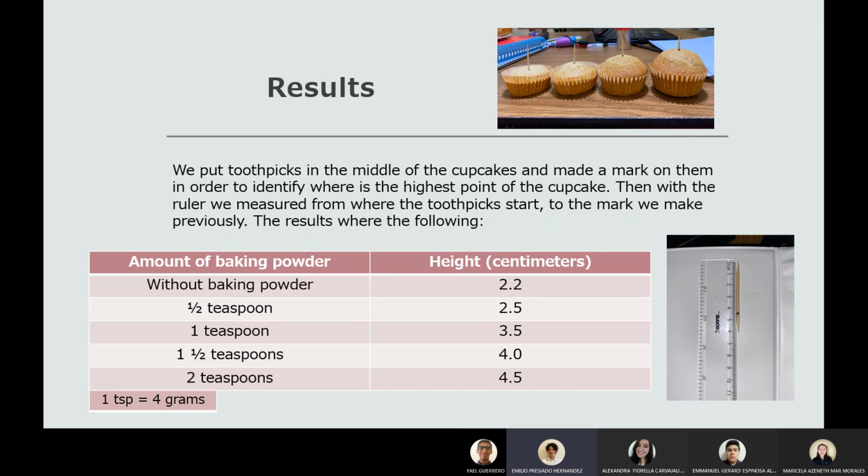Without baking powder, the height was 2.2 centimeters. With half a teaspoon, 2.5 centimeters. With a teaspoon, 3.5 centimeters. With 1.5 teaspoons, 4 centimeters. And with 2 teaspoons of baking powder, 4.5 centimeters. This considering that 1 teaspoon equals 4 grams of baking powder.